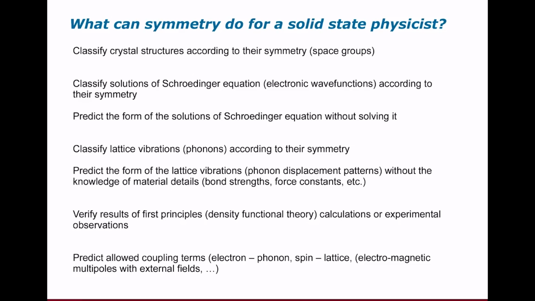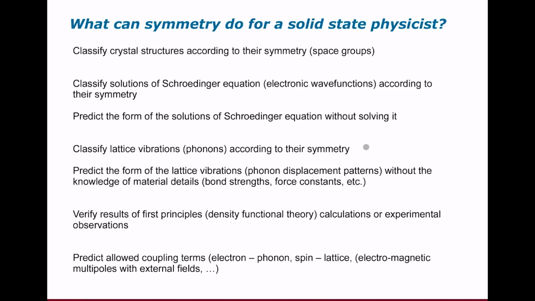We can classify the solutions of the Schrödinger equation, the possible electronic wave functions, according to their symmetry as well. And this applies not just to solid state, but also to molecules or other systems. We can even predict the form of these solutions, like how many nodes there are, or whether the solutions are invariant under inversion, etc., without solving the Schrödinger equation at all.